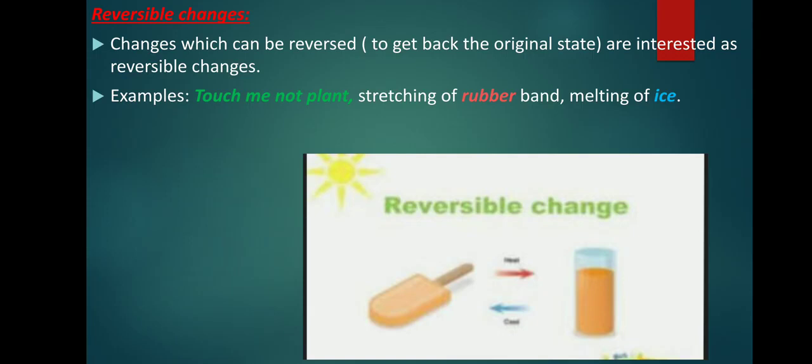Second one, freezing. Freezing is when a liquid changes into a solid. An example of freezing is the turning of water into ice. Third one, boiling. Boiling is when a liquid changes into a gas. An example of boiling is the turning of water into water vapor.